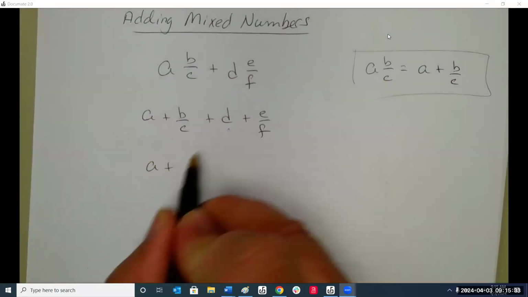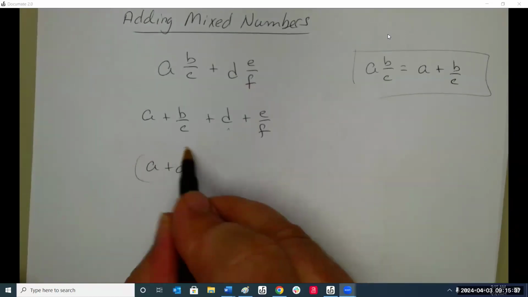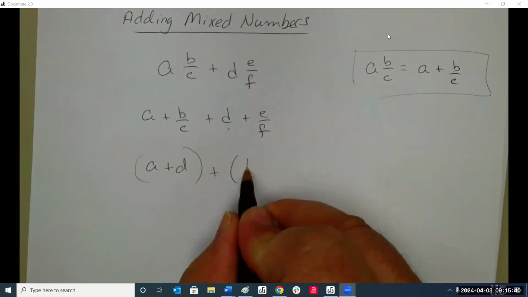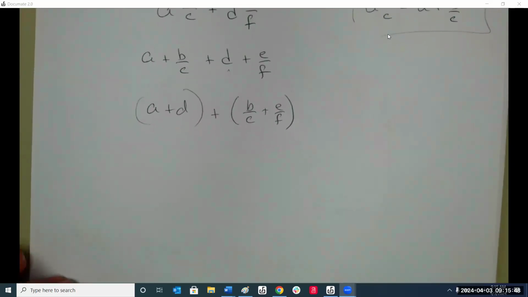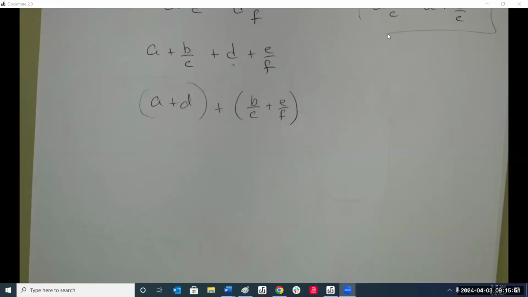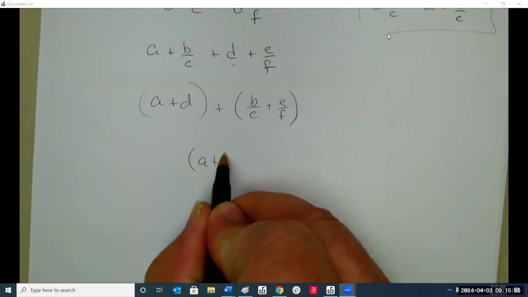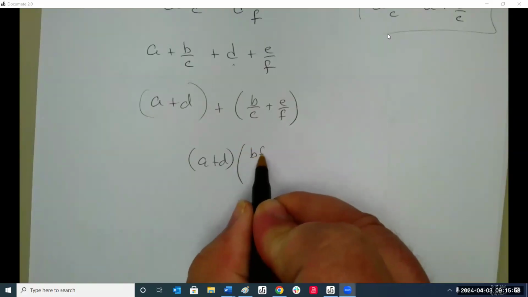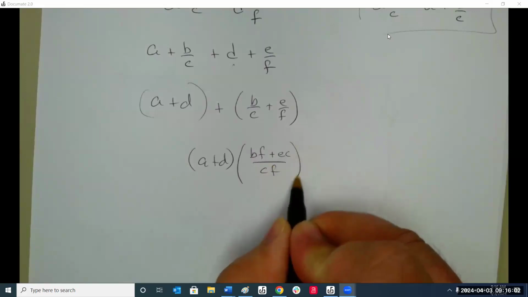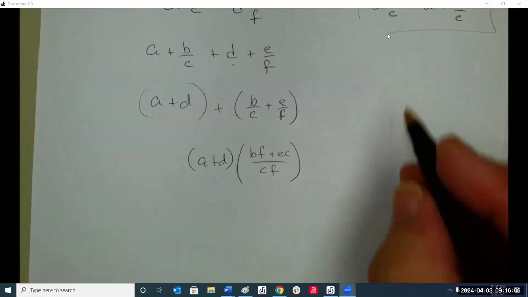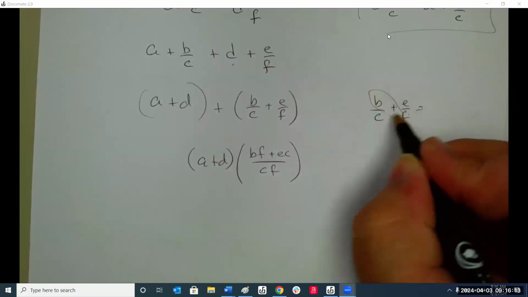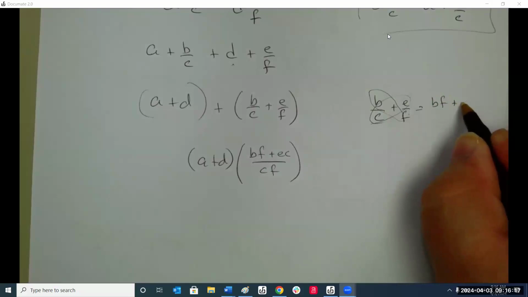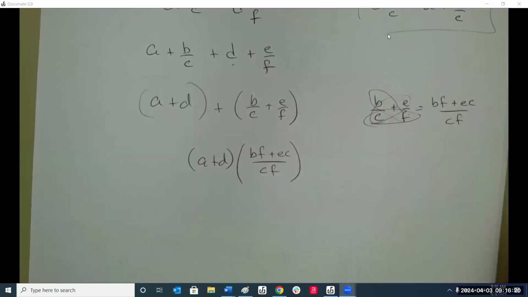So I can go A plus D, since they're the solid numbers, I can add them together. Then I can add the fractions. And once I get that, it's A plus D, plus BF plus EC over CF. Remember the rule. I multiply these two together, and then these two together. And then there's your answer.